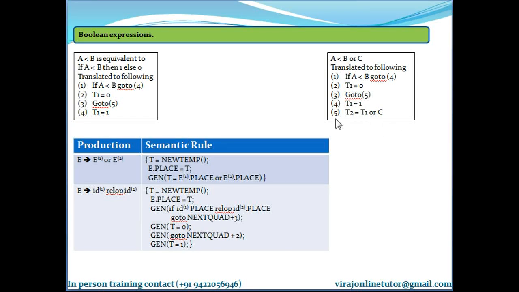Done. So the first four steps are an exact copy of steps 1 to 4, because A is less than B was converted into these four steps. That's why the first four steps over here are an exact copy of this, because A is less than B, you will always be converting in this way. The additional step that I did was, T1 is the answer of A is less than B. I did an OR with C and I assigned it to T2. Simple.